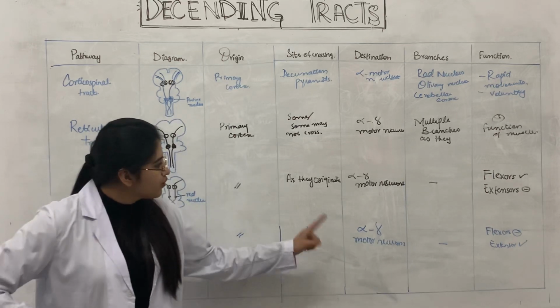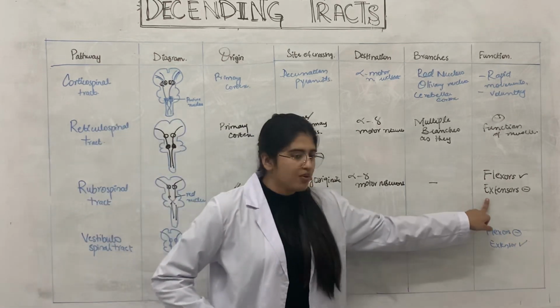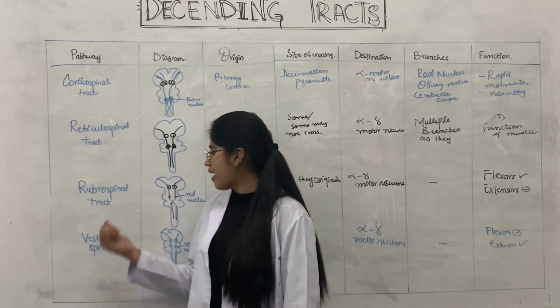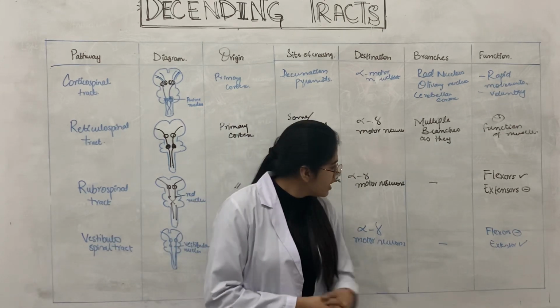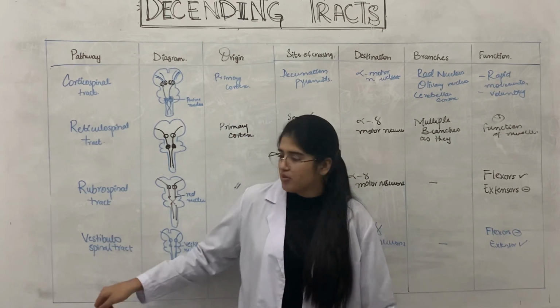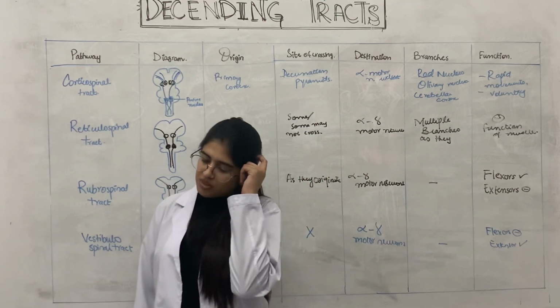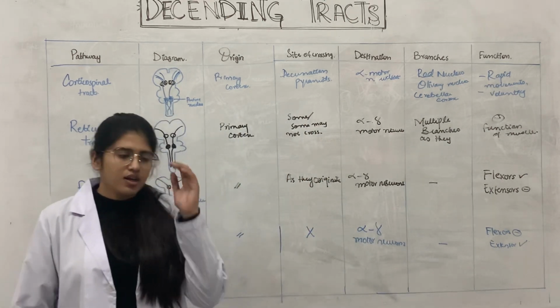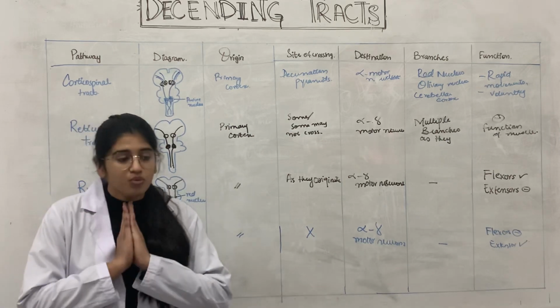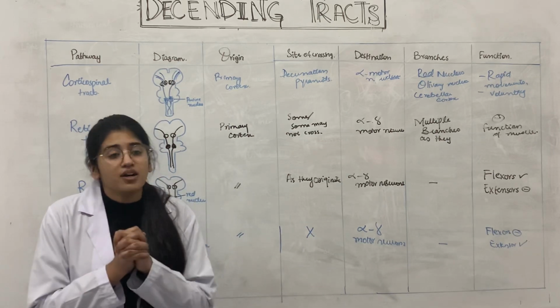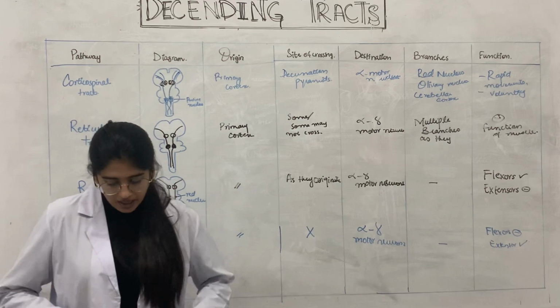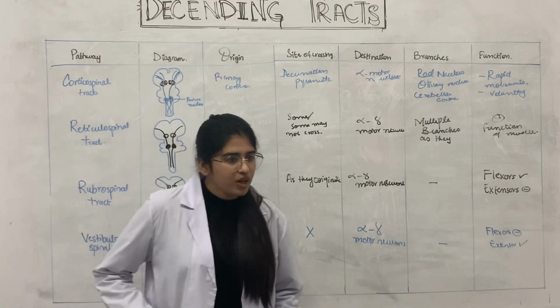So if you want to flex, this pathway will be on. Which one? Rubrospinal. But if you want to extend, then which pathway will be on? Vestibulospinal tract. The vestibular nucleus is also giving innervation to the other pathways in the cranial nerves. We will discuss that over there. Okay, up to now you are clear.